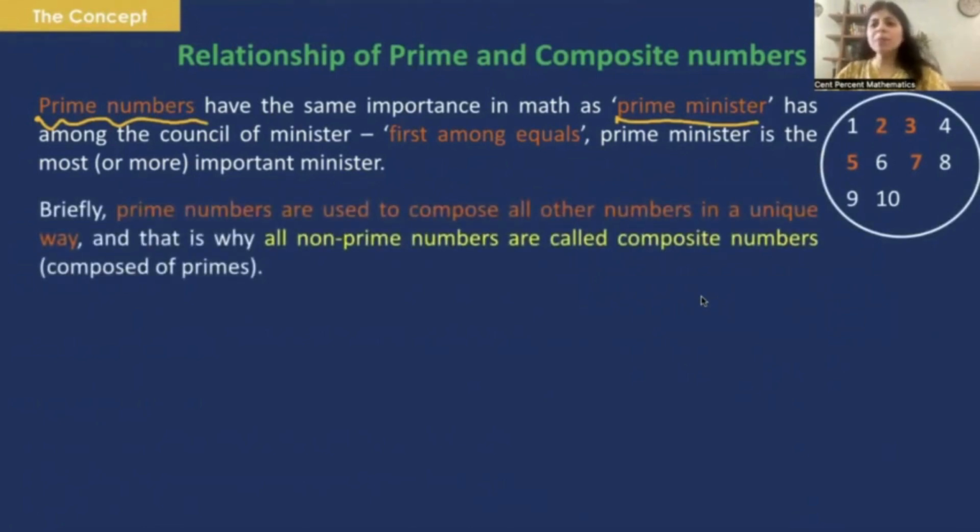And all the non-prime numbers are called the composite numbers. Composite, why composite? Because they're composed of prime numbers.